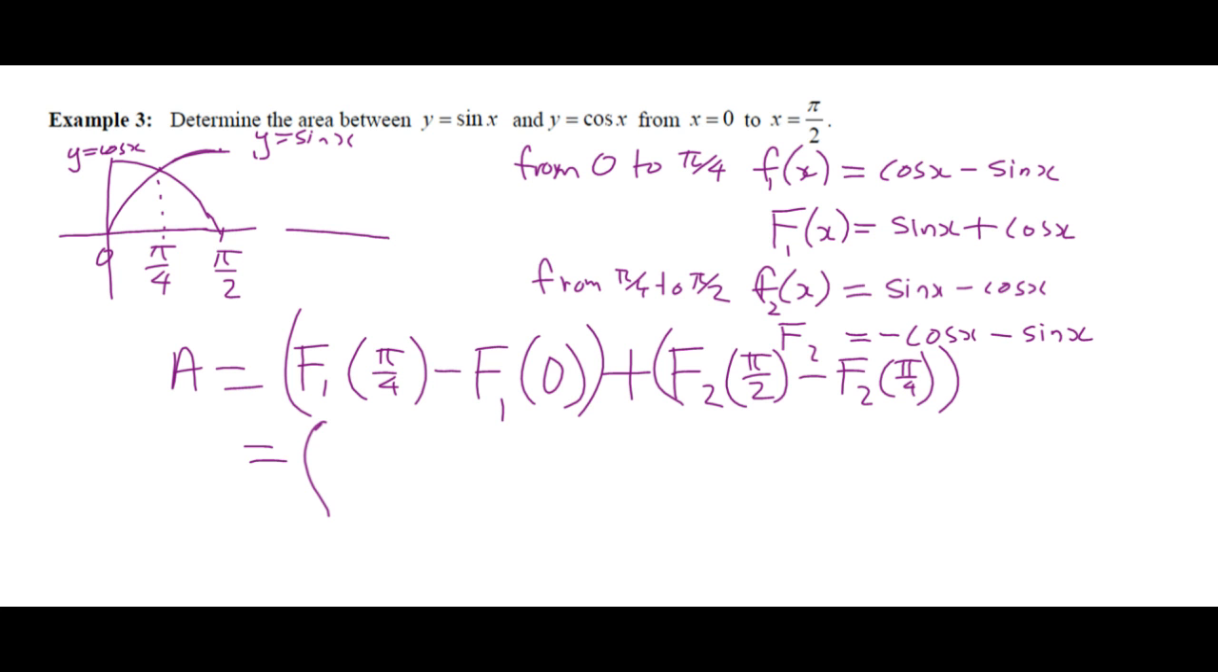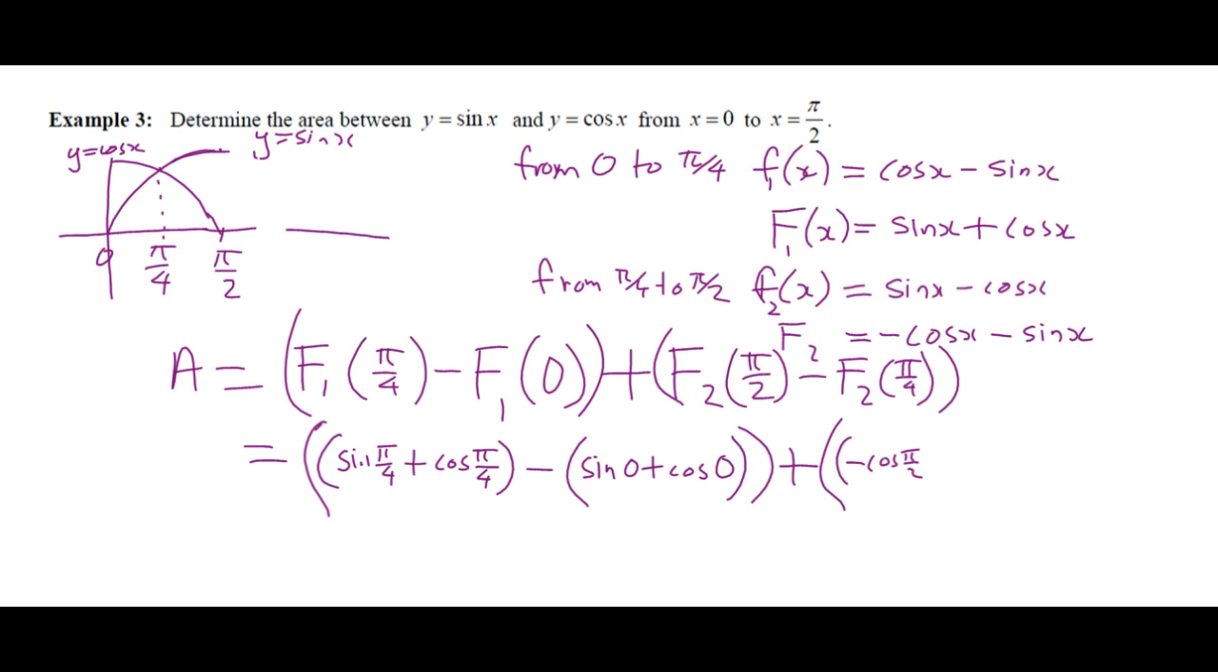we can say, that's that. So F1 of pi over 4 is sine pi over 4 plus cos pi over 4 minus, and F1 of 0 is going to be sine 0 plus cos 0, plus, and we get another set of brackets, and we're going from pi over 2, so this is minus cos pi over 2 minus sine pi over 2, minus, right, that minus there, and then we've got minus cos pi over 4 minus sine pi over 4. And another bracket to close that.